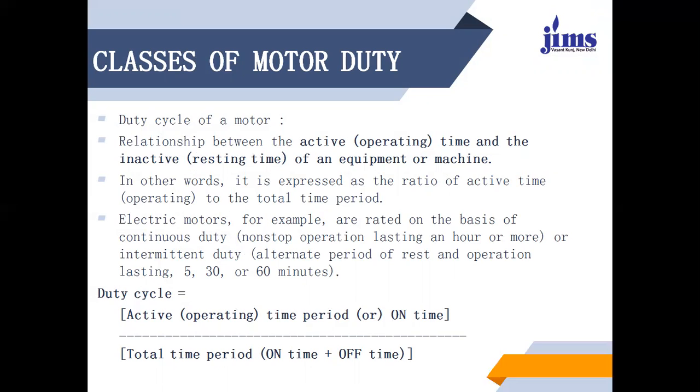In other words, it is expressed as the ratio of active time to the total time period of a machine. Electric motors, for example, are rated on the basis of continuous duty, non-stop operation lasting an hour or more, or intermittent duty, alternate periods of rest and operation lasting 5, 10, 30, or 60 minutes. So duty cycle will be a relation between the active or operating time period, or on time, with respect to the total time period, on time plus off time.